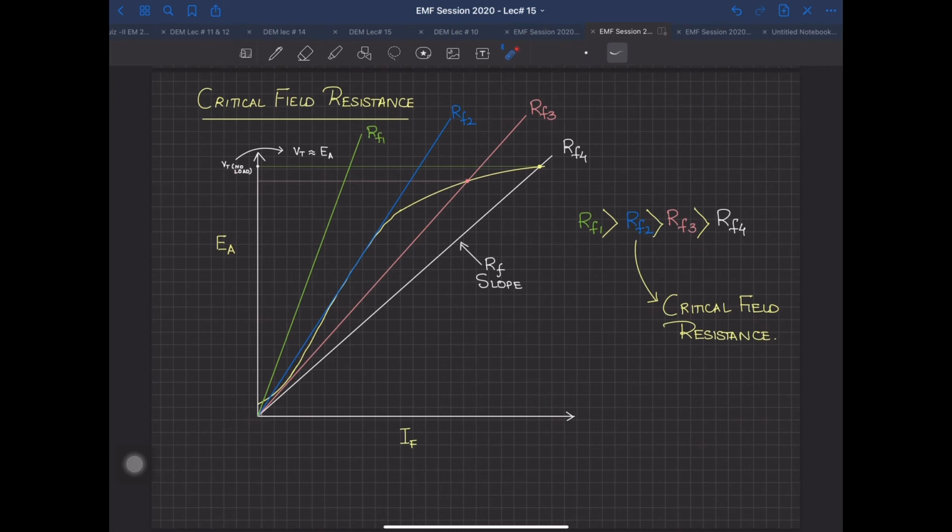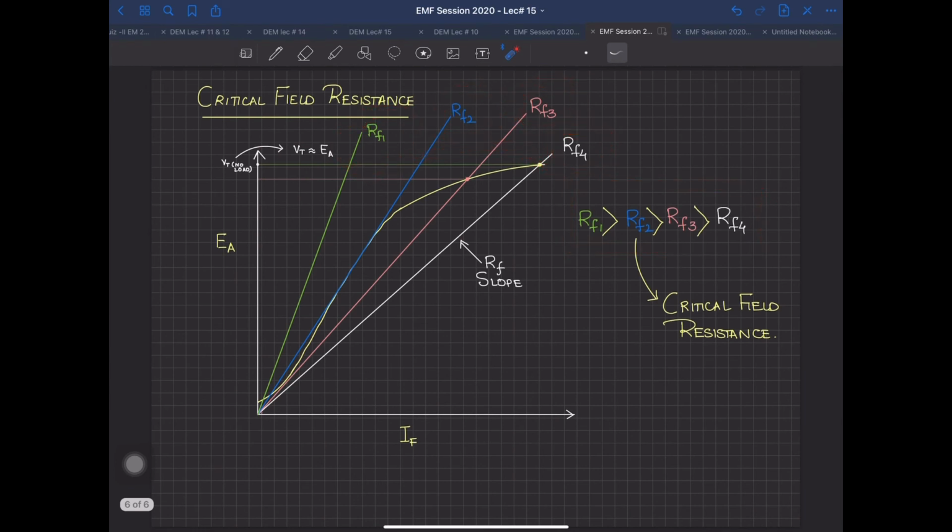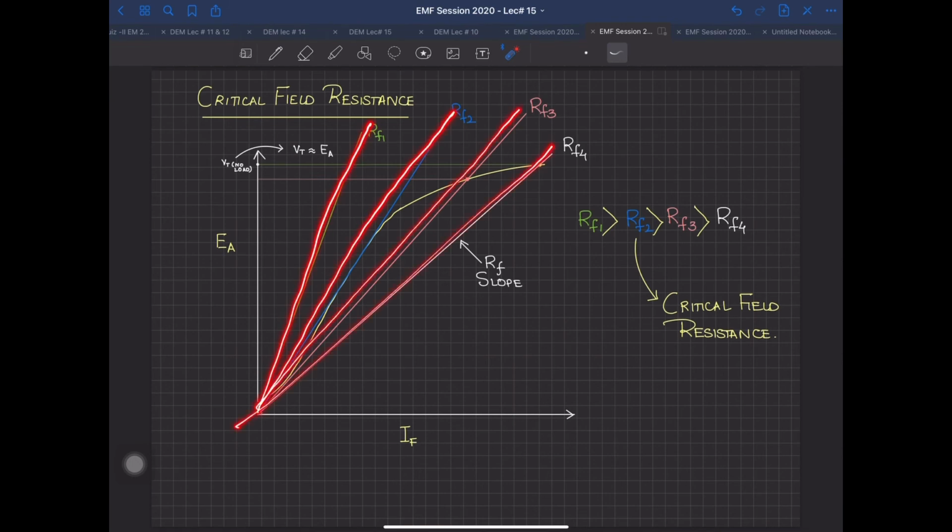So what I have over here, I have RF4, RF3, RF2, RF1, and all of these are linked by these values over here, or these inequalities over there. RF1 is certainly larger. Why? Because you can see this is having the steepest one, the next one is RF2, the next one is RF3, and the next one is RF4.